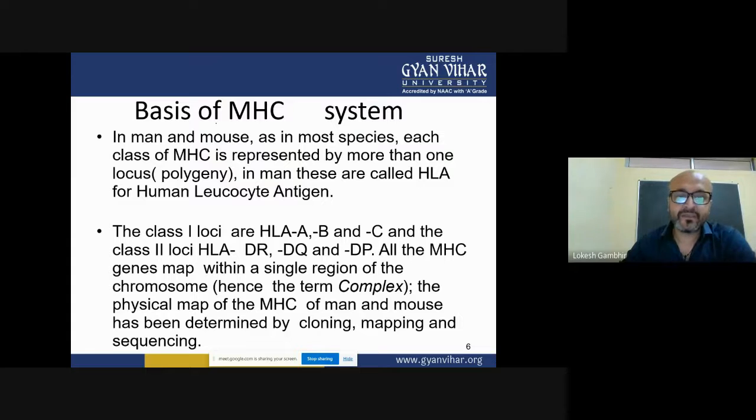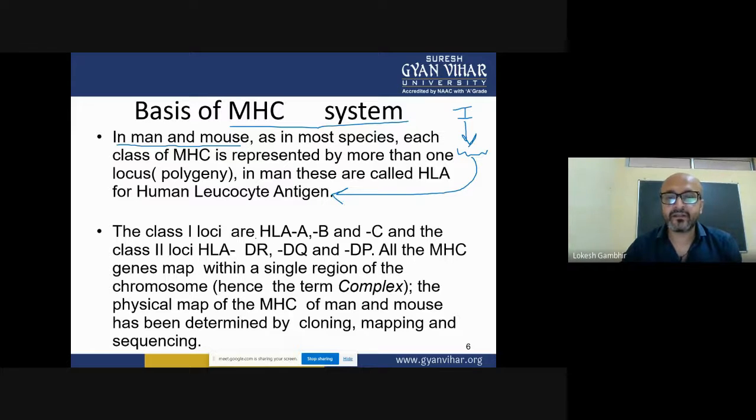Fine. So what is the basis of the MHC system? The basis is very simple. It is based on the genetic characteristic, in humans or in mouse, in most of the species. Each class of MHC is represented by different genes. If I'm talking about class 1, it is made up of a region of about 200 kilobase pairs containing multiple genes, and that is the reason why we call it human leukocyte antigen.